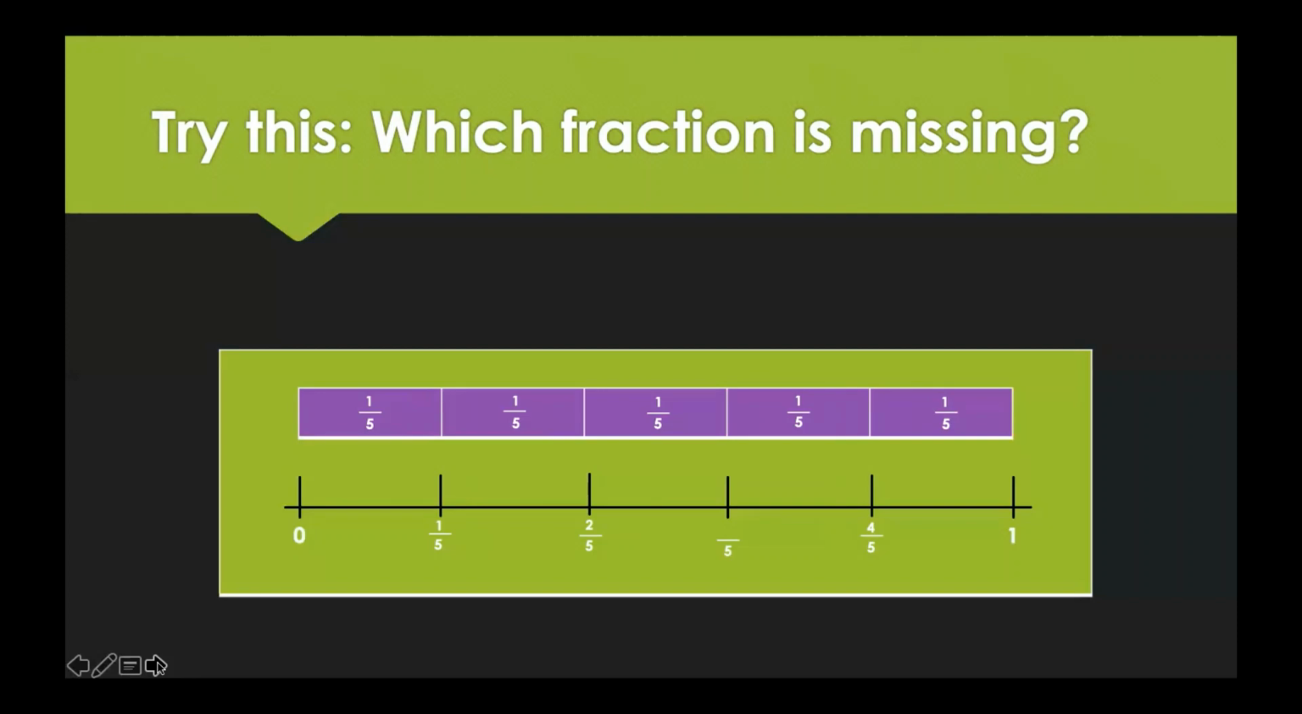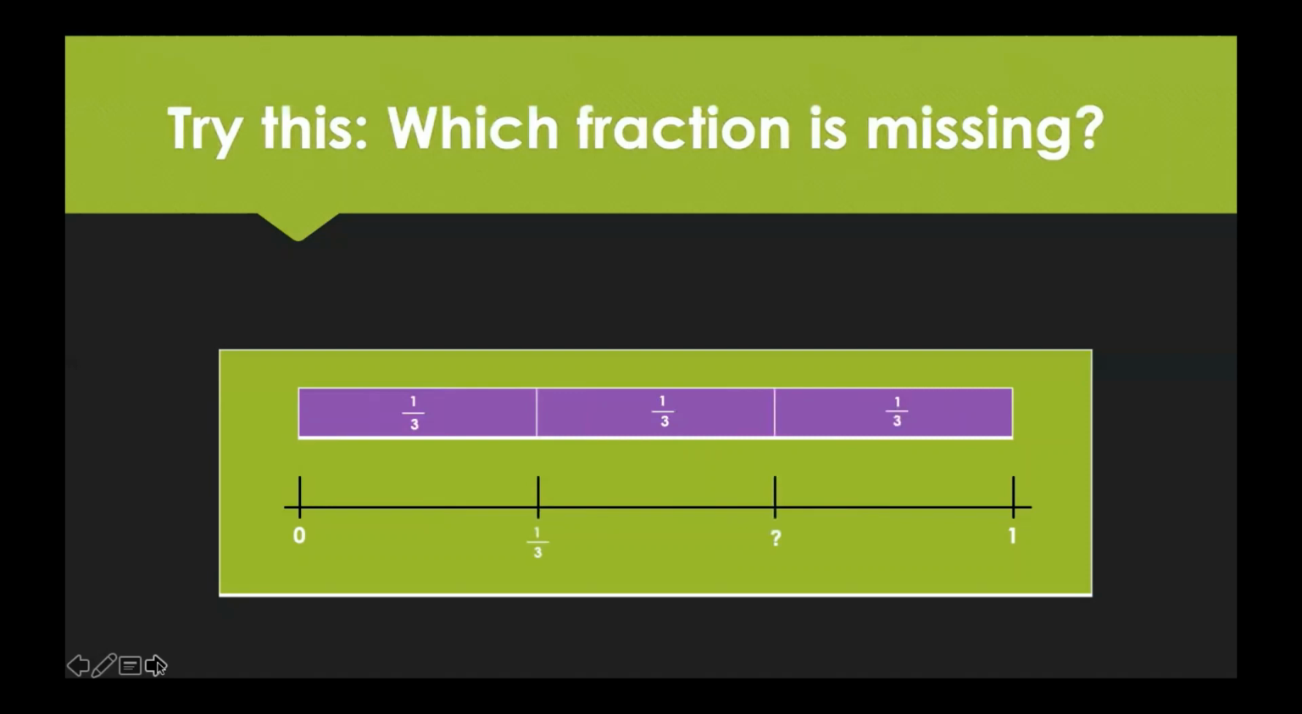Let's focus on the numerator. Let's start from the beginning. 0, 1/5, 2/5. Yes, you've got it. 3/5 is the missing fraction on this number line. Let's try another one.